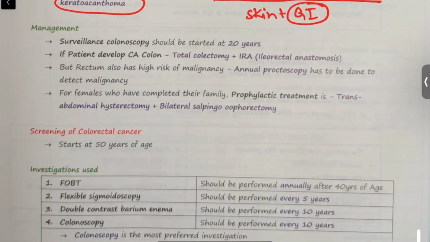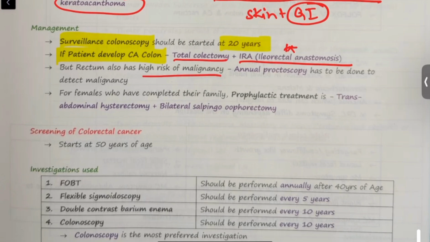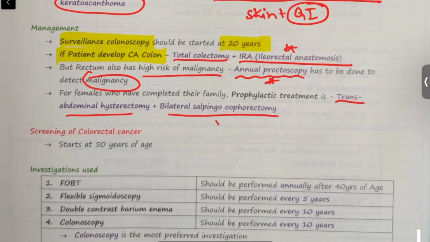Okay, so surveillance colonoscopy should be started at 20 years. If the patient develops CA colon, then we will go for total colectomy along with ileorectal anastomosis. But the rectum has a high risk of malignancy, hence we will go for annual proctoscopy to detect malignancy. For females who have completed their family, prophylactic treatment, that is transabdominal hysterectomy and bilateral salpingo-oophorectomy, is done in order to prevent extraintestinal manifestations. So this is the management.